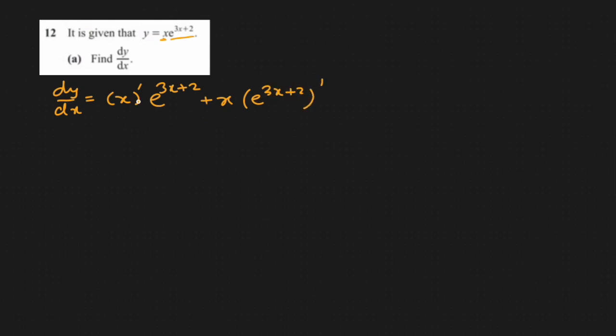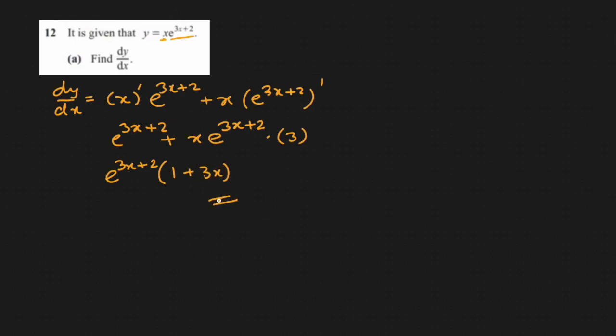This is the product rule. So the differentiation of x is just 1, so I'm not going to write it. I'll just write e to the power 3x plus 2. And x, I have to differentiate this now. Any exponential part like this, we just copy it first and then multiply by the differentiation of the power. Differentiation of 3x plus 2 is 3. So if I take e to the power 3x plus 2 common, nothing is left in the first part, so 1 plus 3x is left in the second part. Found dy over dx, this is the one.